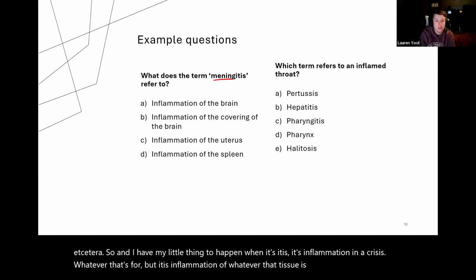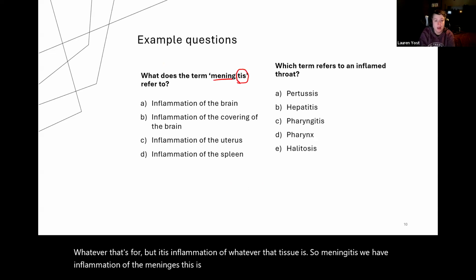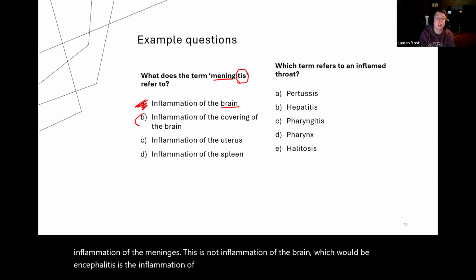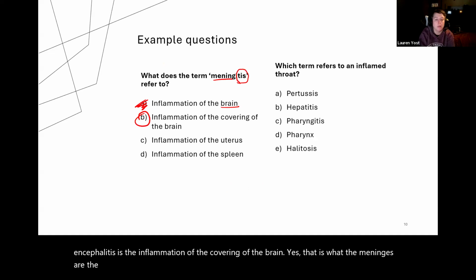So meningitis, we have inflammation of the meninges. This is not inflammation of the brain, which would be encephalitis. Is it inflammation of the covering of the brain? Yes, that is what the meninges are, the dura mater, the arachnoid mater, and the pia mater. The inflammation of the spleen would be splenitis.